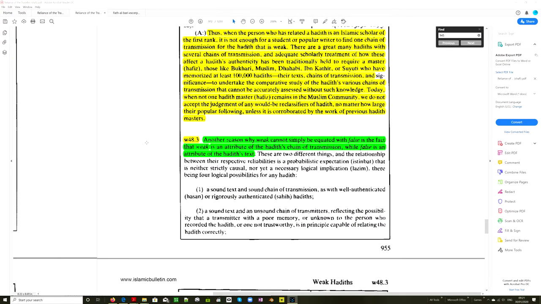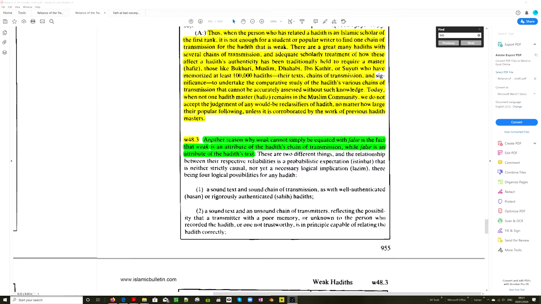That was from section W48.2 and now section W48.3. Another reason why weak cannot simply be equated with false is the fact that weak is an attribute of the hadith's chain of transmission, while false is an attribute of the hadith's text. So when John Q. Muslim tells you that's a weak hadith, he's really trying to deceive you, because false is an attribute of the actual content.